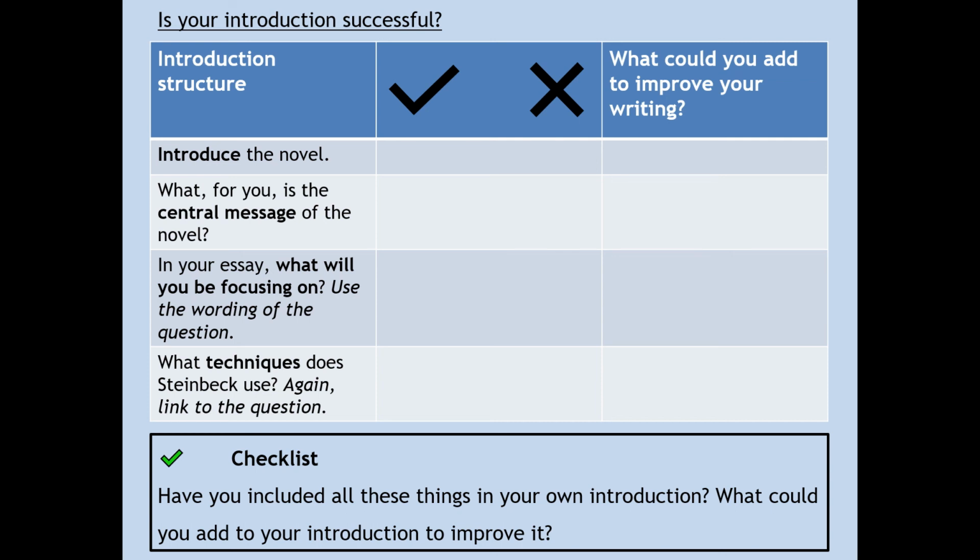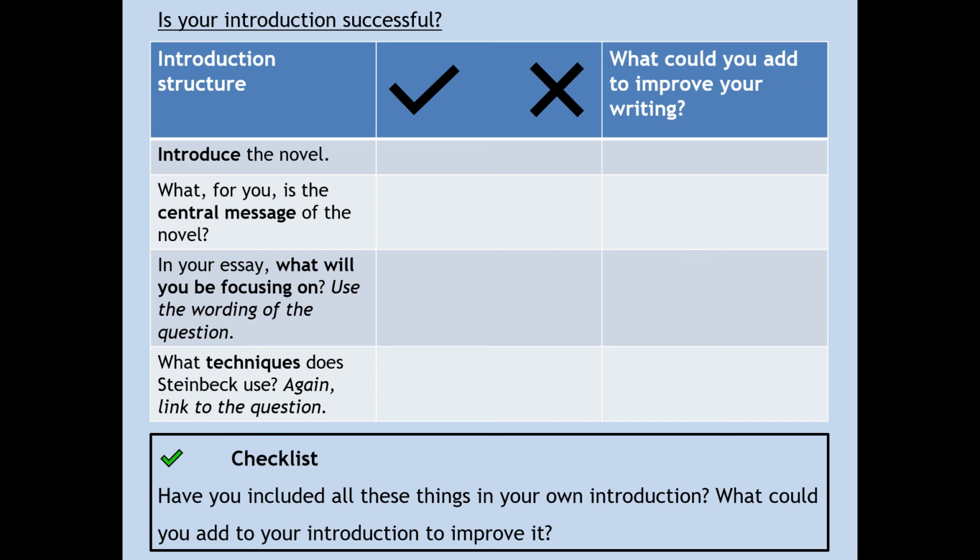Have you set out what you'll be focusing on? And in doing so, have you used the wording of the question? Again, give yourself a tick or a cross. Last but not least, have you detailed what techniques Steinbeck uses? And have you linked to the question in doing so? Remember, you addressed one technique in each of your 4 main paragraphs, so your introduction should set out those 4 techniques.